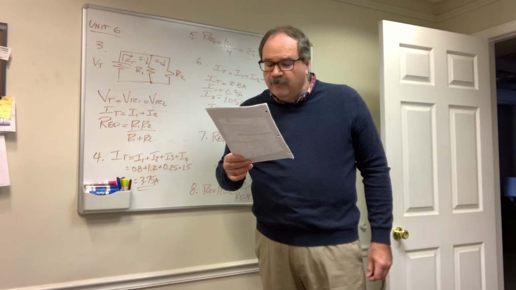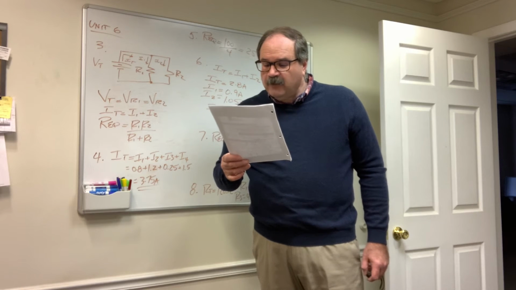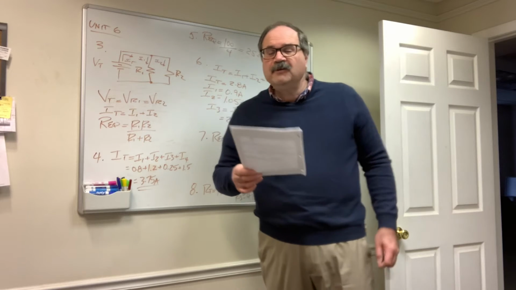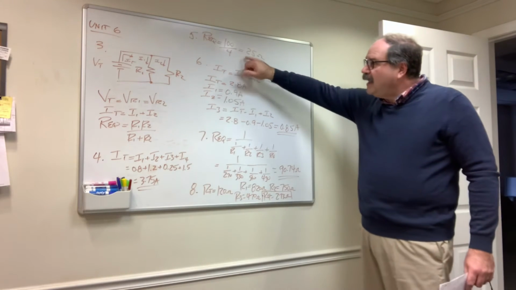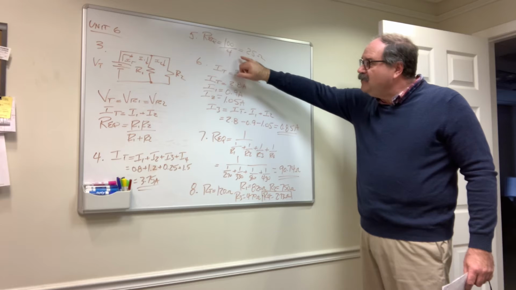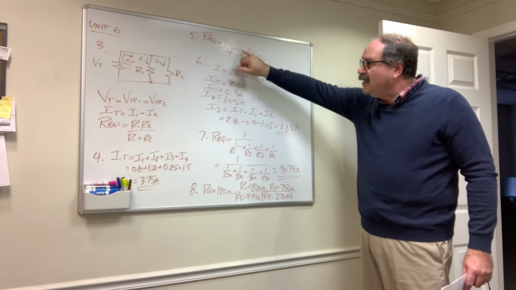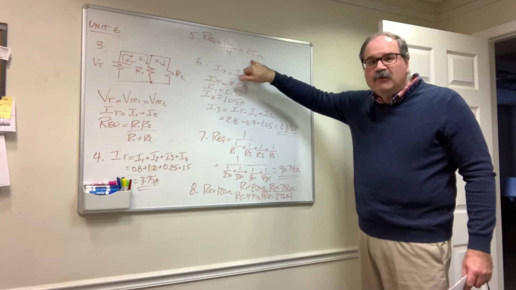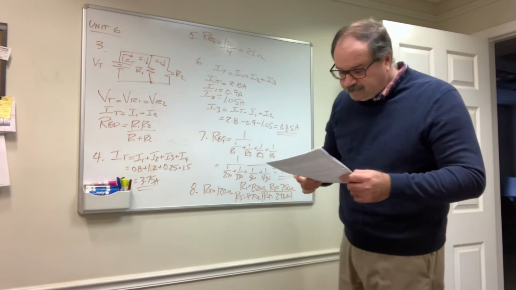Question 5. 4 resistors having a value of 100 ohms each are connected in parallel. What is the total resistance of the circuit? In this application, since the resistor values are the same, all you have to do is take 100 divided by the quantity given 4, and you'll have R equivalent is 25 ohms.